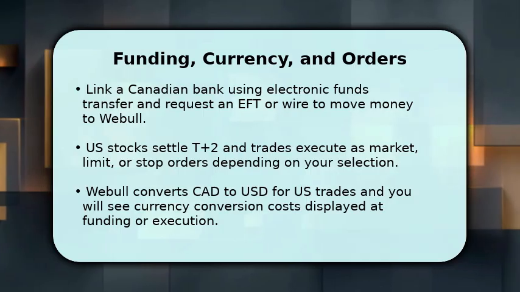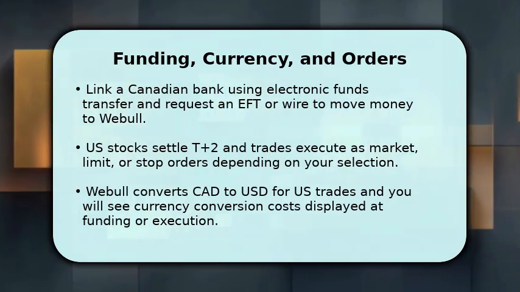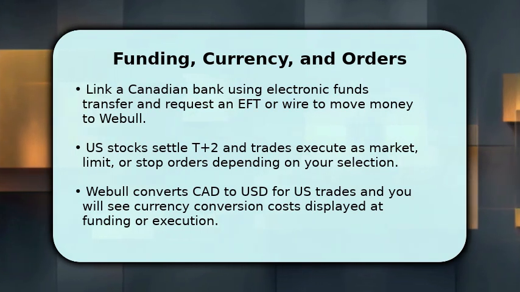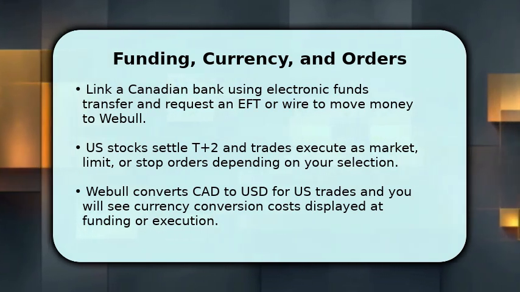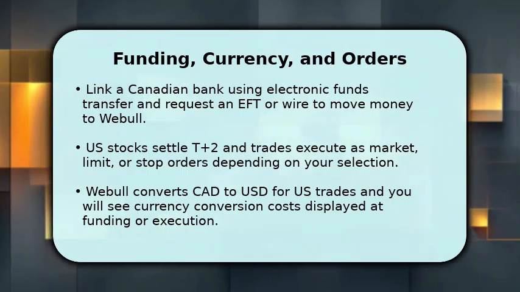U.S. equities settle T+2, and trades execute as market, limit, or stop orders depending on the order type you choose. Use limit orders to control price and stop orders to manage downside risk.